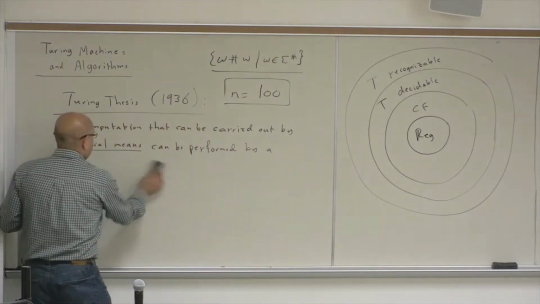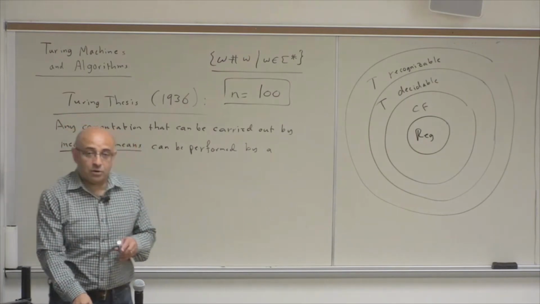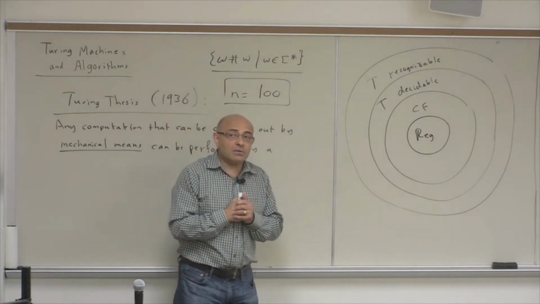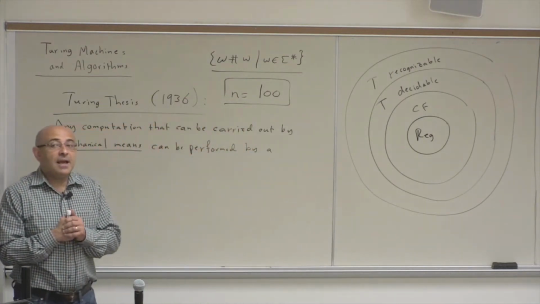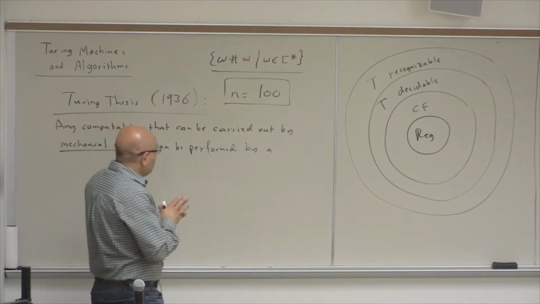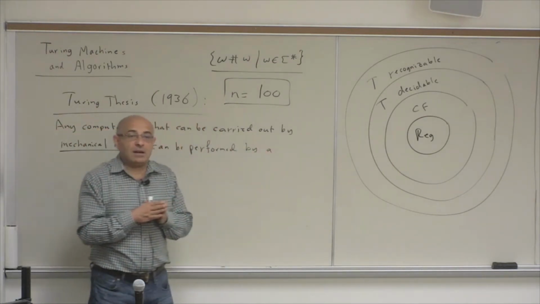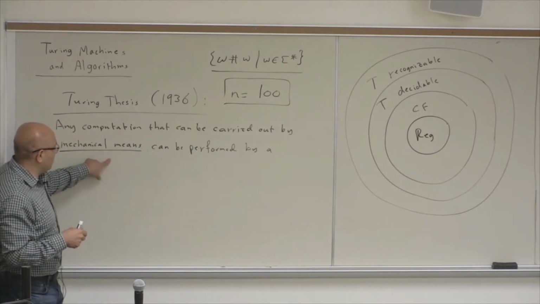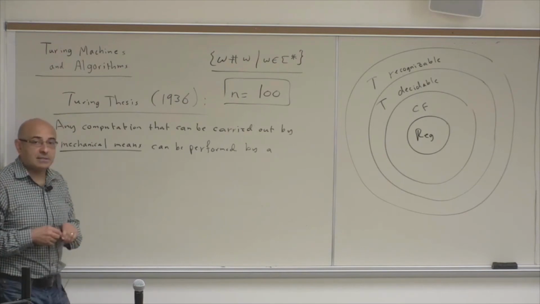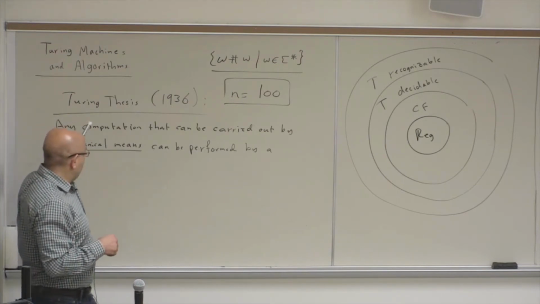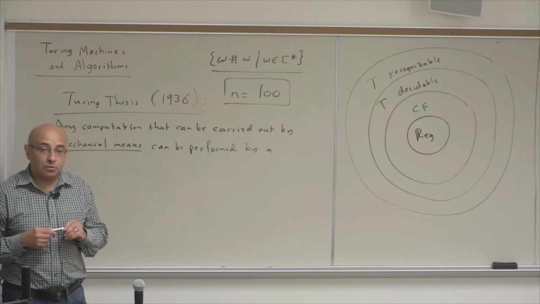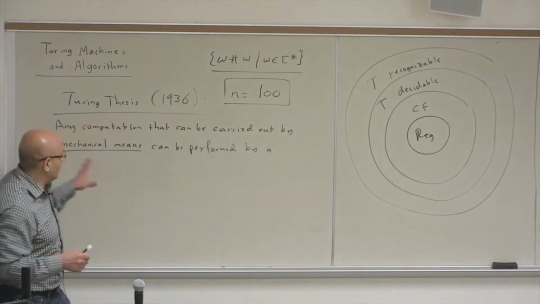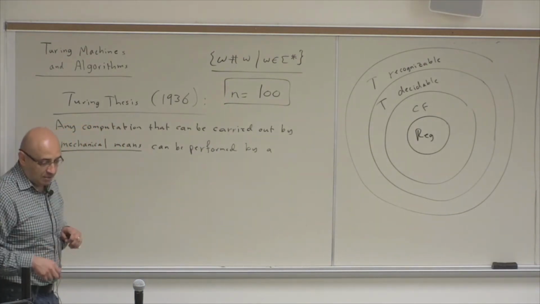Anyway, right now, in this part of the course, we will be studying algorithms for computing certain problems. We will assume that anything that we have an algorithm for can be done by a Turing machine, taking the Turing thesis to be true: anything that we can have an algorithm for can be done using a Turing machine.